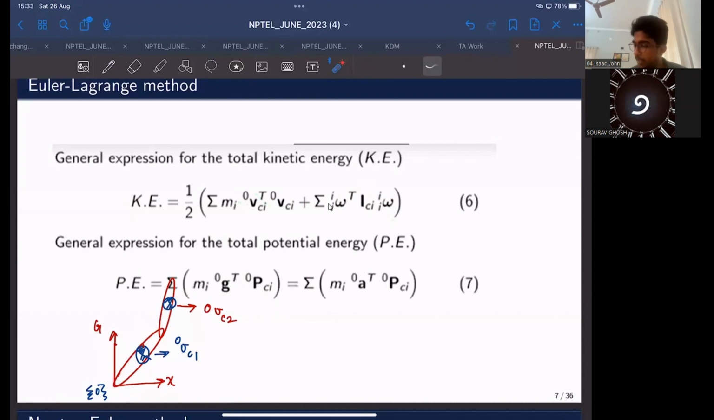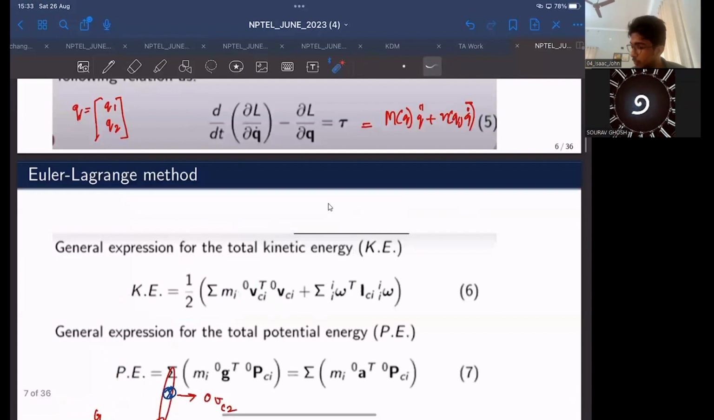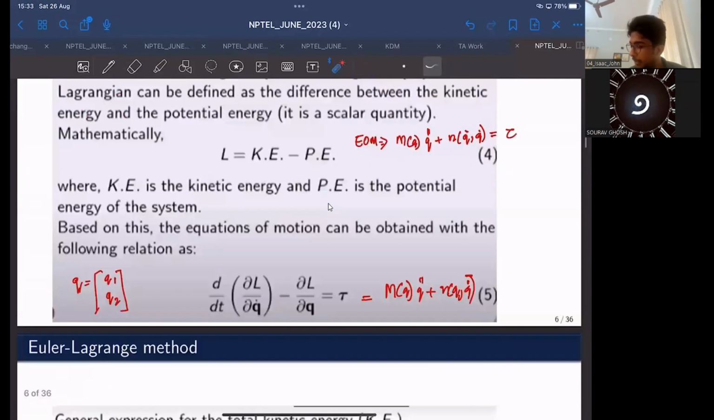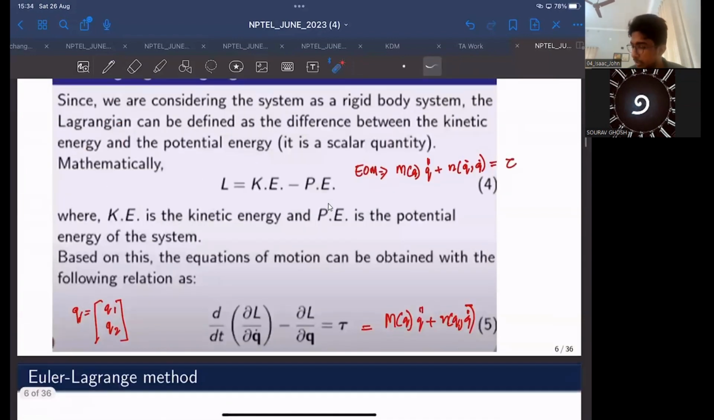And if you apply the Euler-Lagrange formulation, once you determine the total kinetic energy and potential energy, you can find this scalar called the Lagrangian. Once you apply the Lagrangian onto the Euler-Lagrange equations of motion, you will be able to obtain the vector tau.